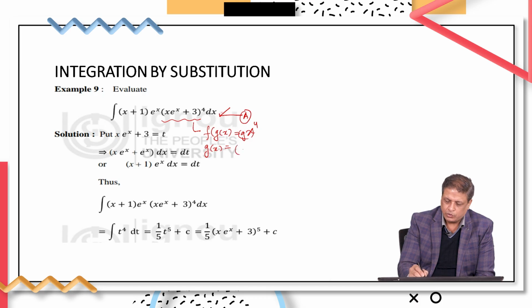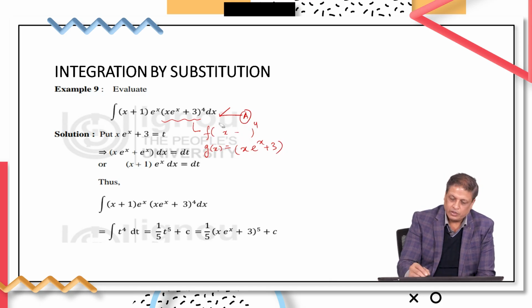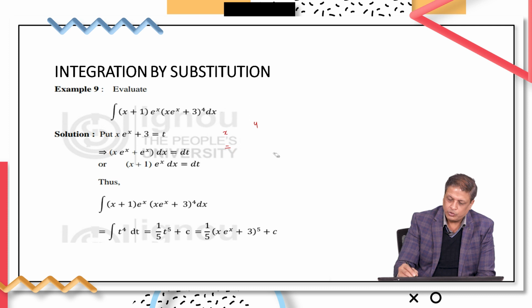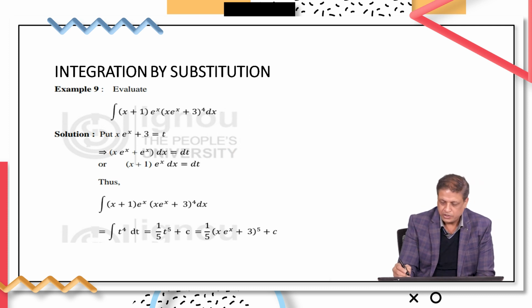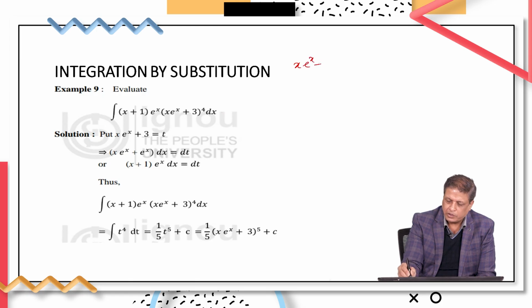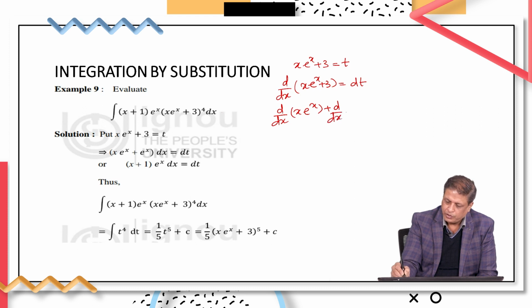And what is g(x)? g(x) is equal to x into e to the power x plus 3. So, that means we need to substitute x into e to the power x plus 3 by some value, say t. So, x into e to the power x plus 3 is substituted by t, and differentiating so as to get the value of dx, applying the product rule. So, d/dx of x into e to the power x plus 3 is equal to dt. So, that means d/dx of x into e to the power x plus d/dx of 3. This will turn out to be 0, is equal to dt.